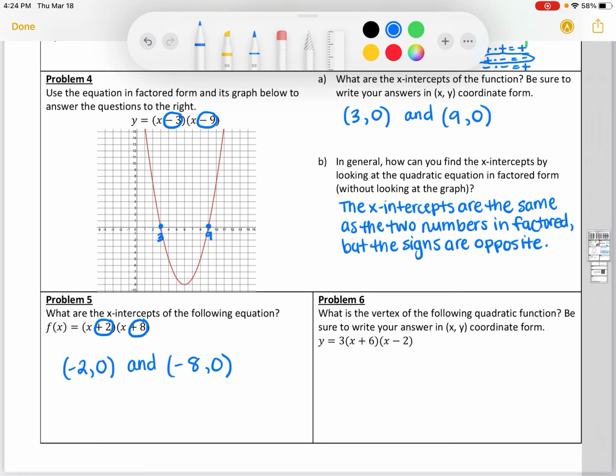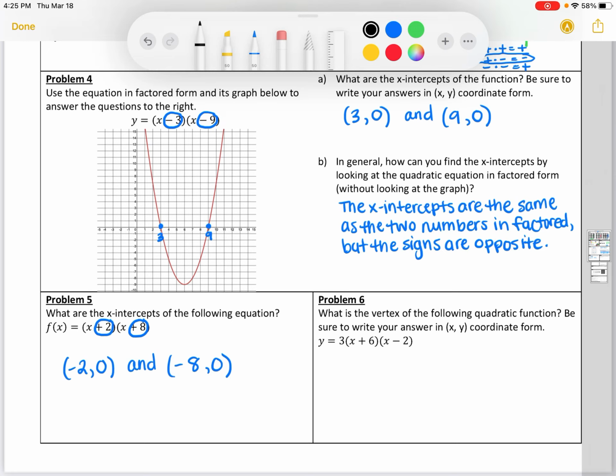All right, problem 6 says, what is the vertex of the following quadratic function? Be sure to write your answer in xy coordinate form. And this is given to us in factored form, and we've learned how you can find the vertex from factored form. It's the most recent thing we've learned, so it might be a little bit more new. So I'll try and explain it very clearly as we go.